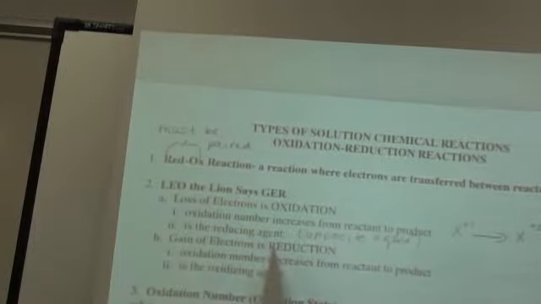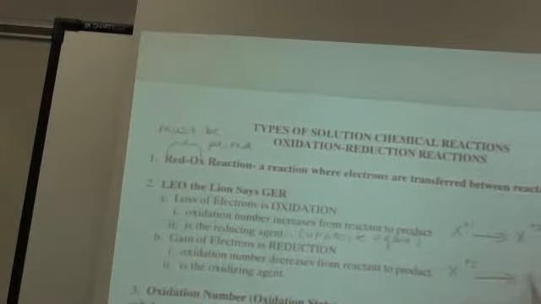The gain of electrons is reduction. So, across the arrow, the oxidation number decreases. And whatever is reduced becomes the opposite agent, so it is the oxidizing agent.